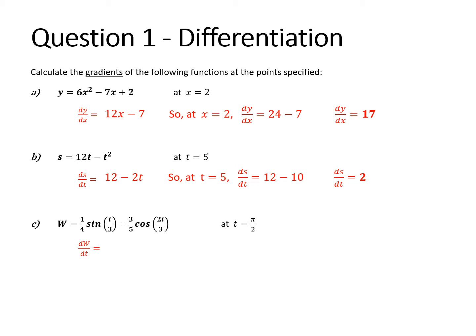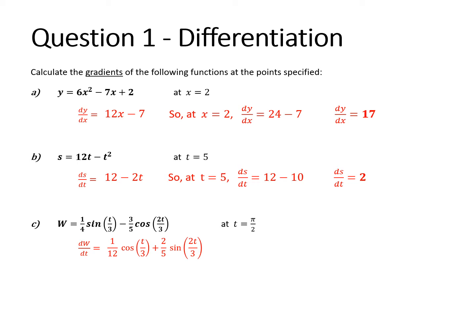The second term is minus 3/5 cos 2t over 3. Cos becomes minus sine. So minus cos is going to become plus sine. And we need to multiply the number in front, 3/5, by the number in the bracket, 2/3, which gives us 6/15, and 6/15 is the same as 2/5. So we're going to get 1/12 cos t over 3 plus 2/5 sine 2t over 3.